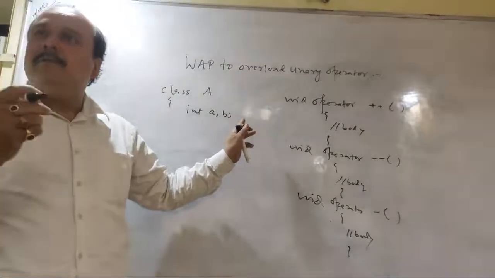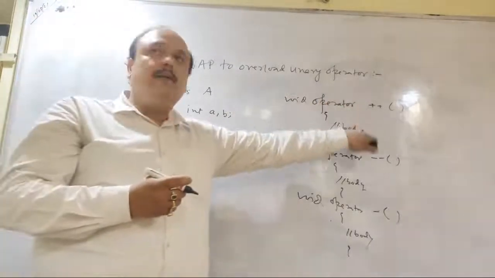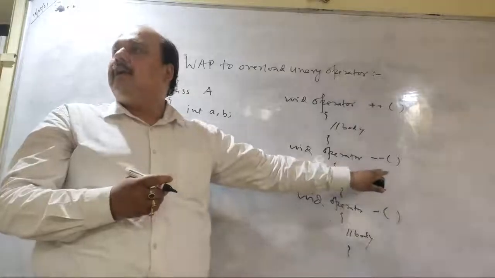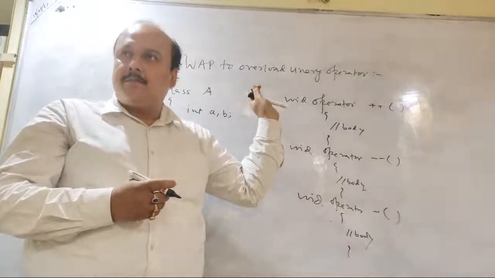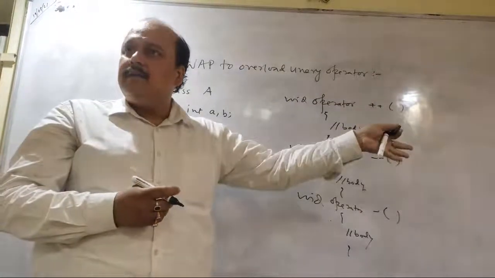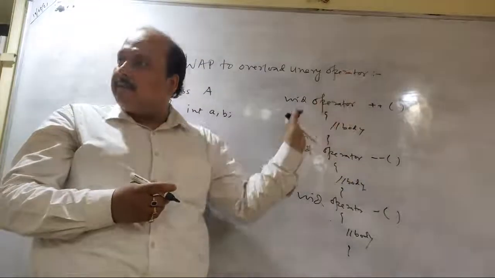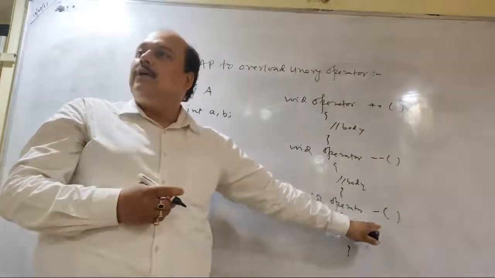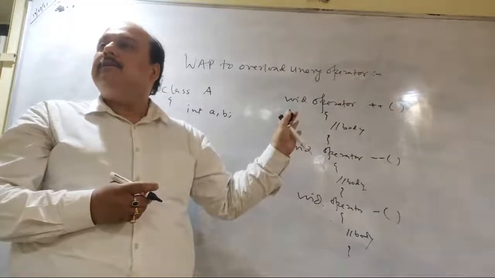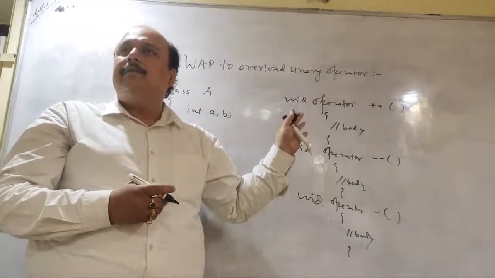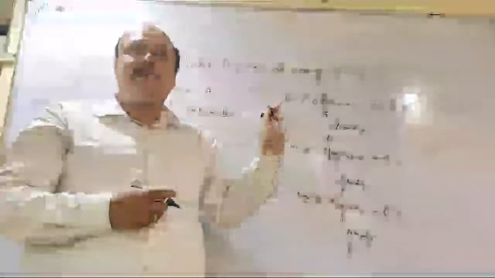Whatever value of A and B the particular object has is modified whenever the particular operator is called along with that object. If plus plus is called, then whatever value of A and B the object has is incremented by a factor of 1. Whenever minus minus is called, the value of A and B for the particular object is decremented by a factor of 1. Whenever unary minus is called, whatever value of A and B we have for the particular object is negated. That means it is preceded with a minus sign. If it is positive, it becomes negative. If it is negative, it becomes positive, because minus minus is plus.